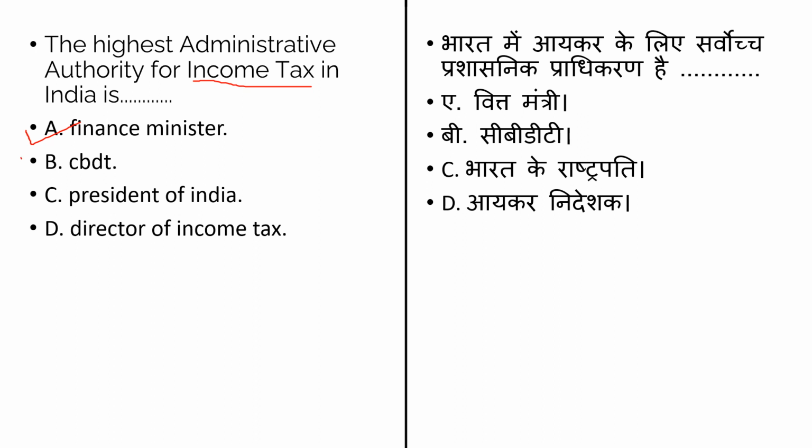The second option is CBDT. The full form of CBDT is Central Board of Direct Taxes, the authority vested with the responsibility of the administration of the law related to direct tax through the Department of Income Tax. In India, necessary input for policy and planning is provided by CBDT.